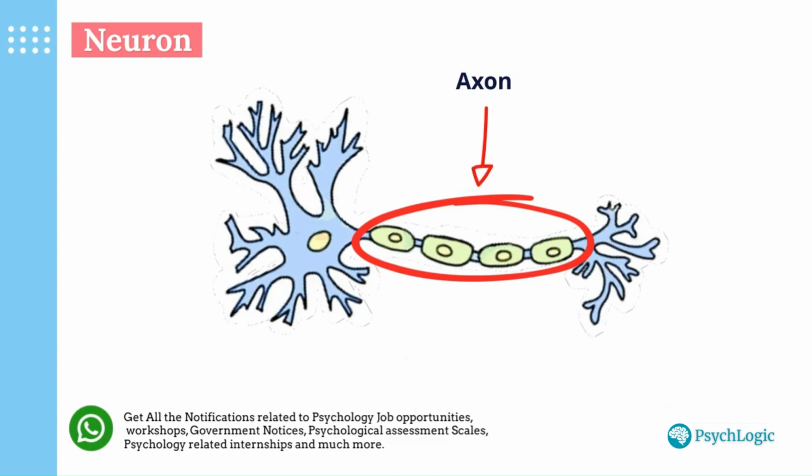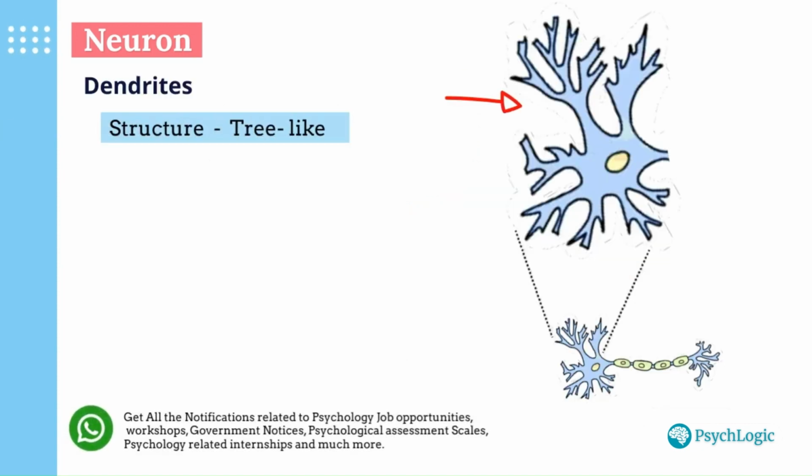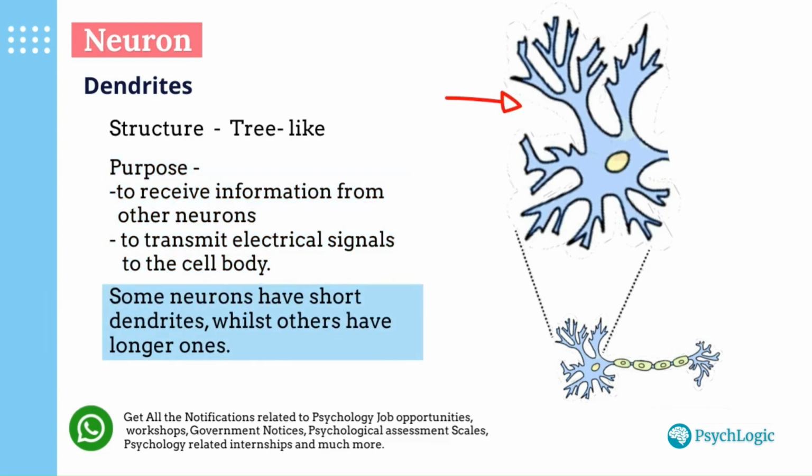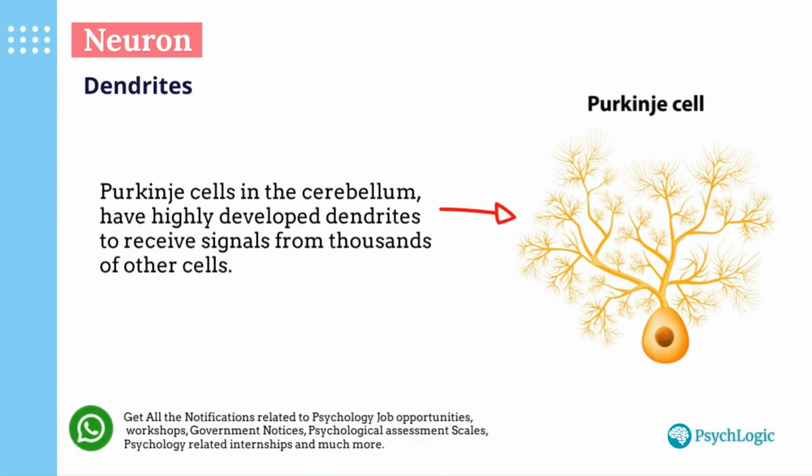Let's begin with the dendrites. So this tree-like structure that you see in the picture is called dendrites. The main purpose of these dendrites is to receive the information from other neurons and to transmit that electrical signal to the cell body. Some neurons might have fewer or shorter dendrites, while the others might have longer and highly developed dendrites. Like the Purkinje cells found in the cerebellum have highly developed dendrites to receive signals from thousands of other cells.